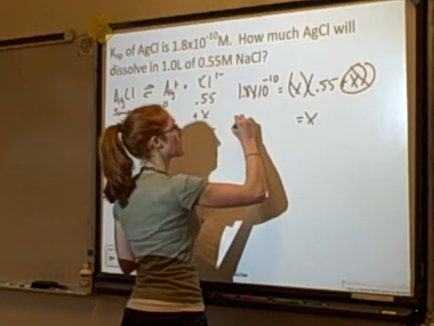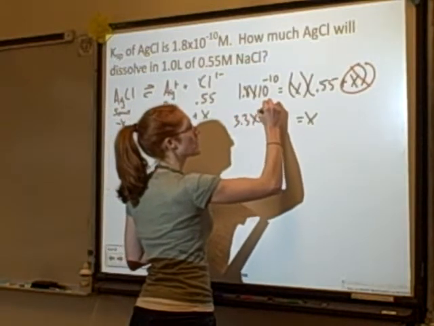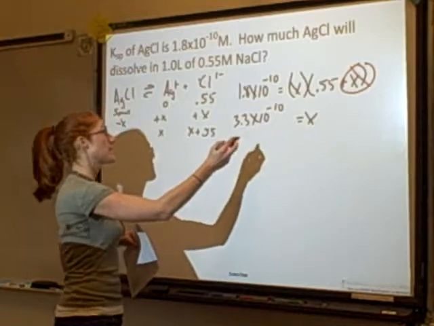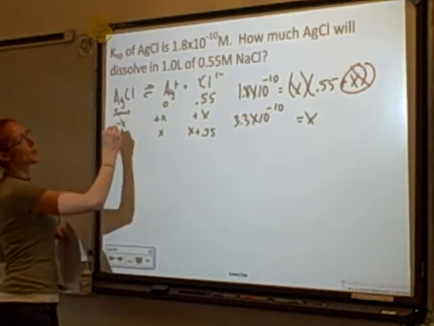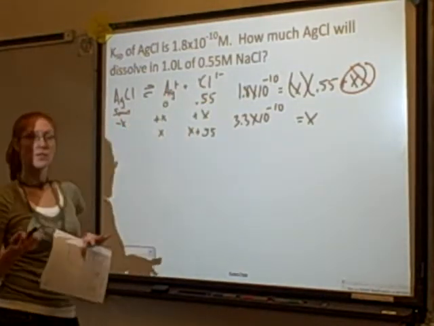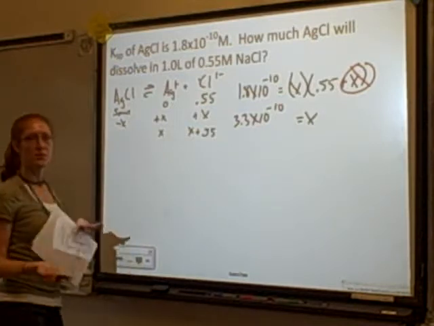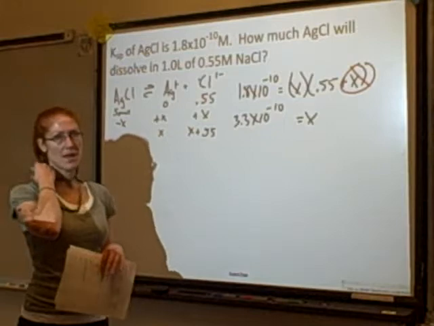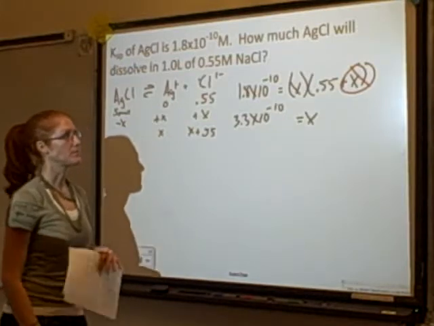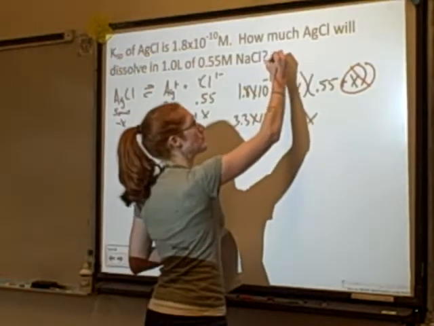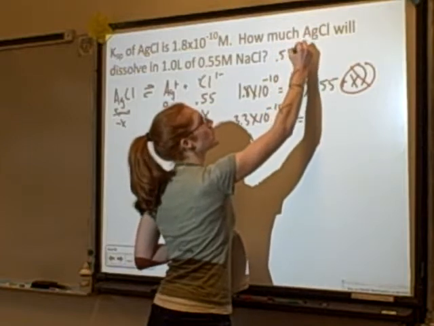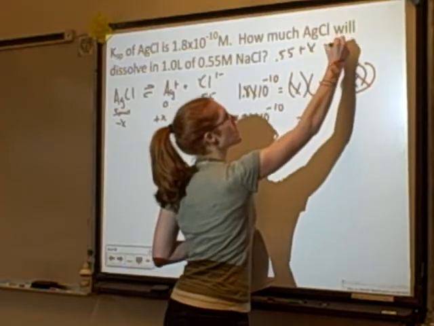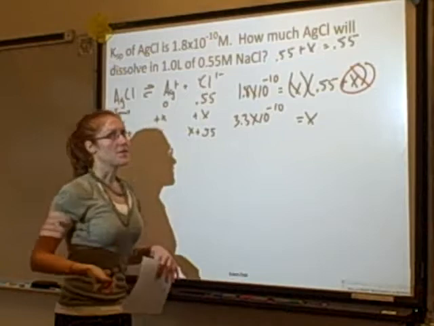3.3 times 10 to the negative 10th. Okay, and X was the amount of silver chloride that could dissolve. So it was saying how much silver chloride dissolves. This many moles per liter of silver chloride will dissolve in this solution. And what I want to do now, just to make sure that I'm right, I made the assumption that 0.55 plus X was equal to 0.55. First, let's check that out. Let's look at the X.